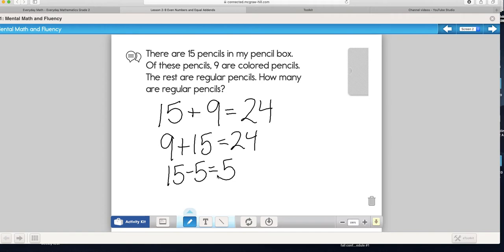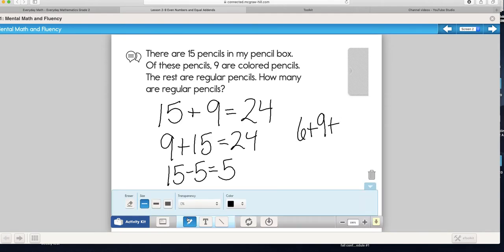What do you have on your board, Levi? Read it to me, Levi. 6 plus 9 equals 15. 6 plus 9 equals 15. All right, I'll write that one up on the board. Whoops. I wrote a plus sign instead of an equal sign. Let me get my little eraser here. Okay. All right. 6 plus 9 equals 15.